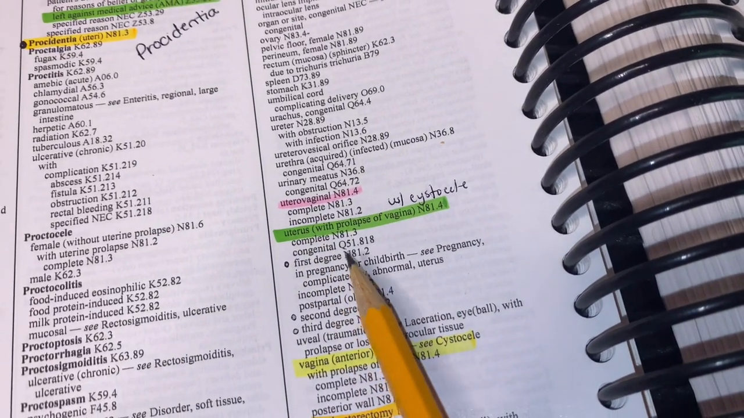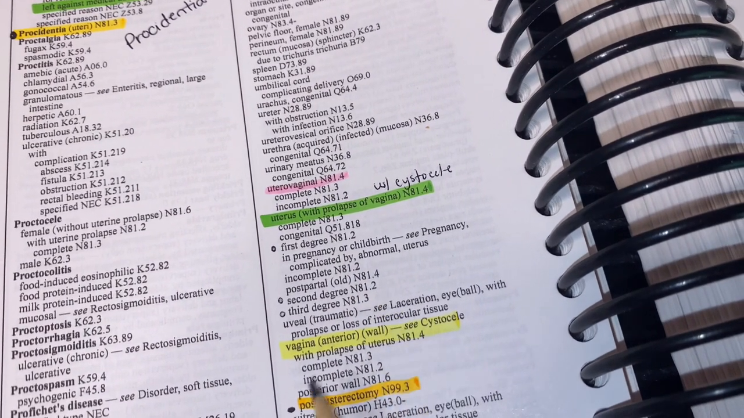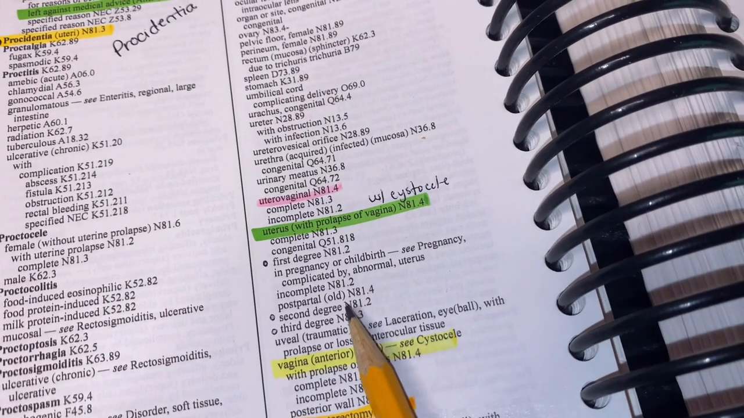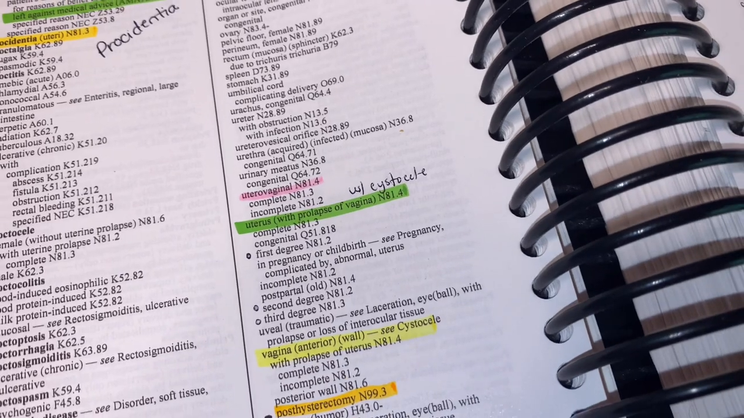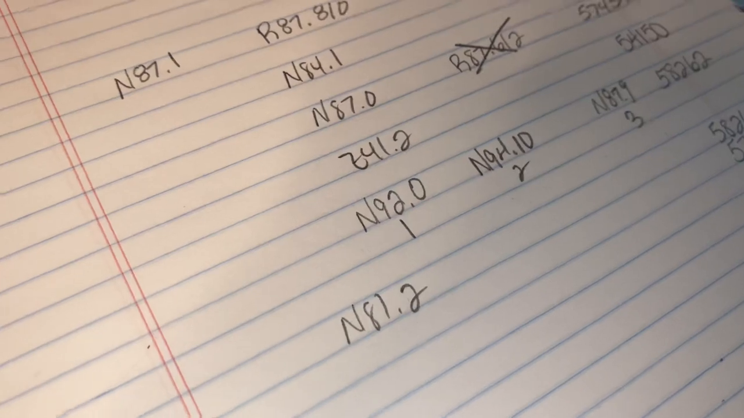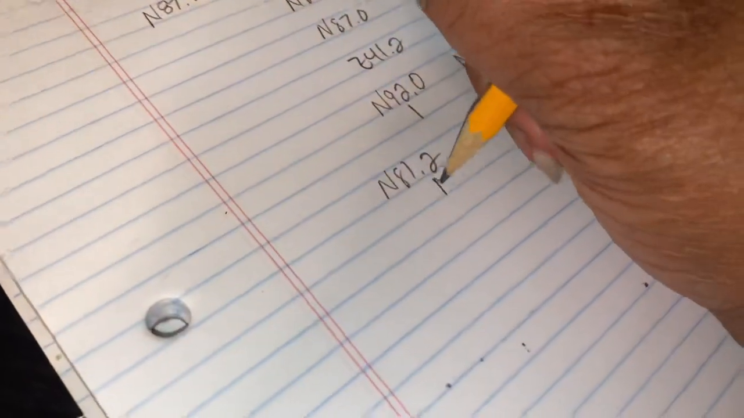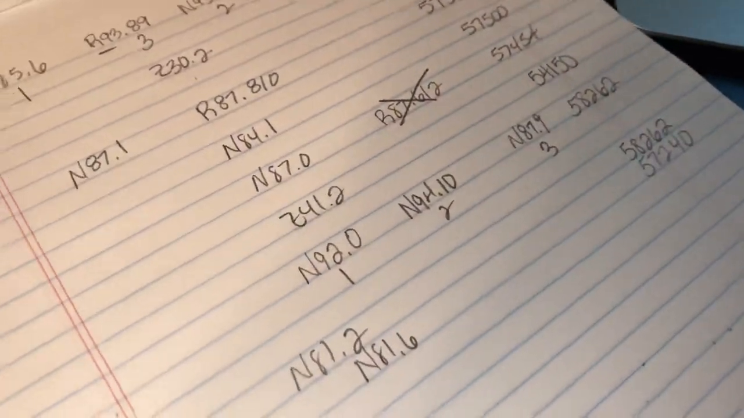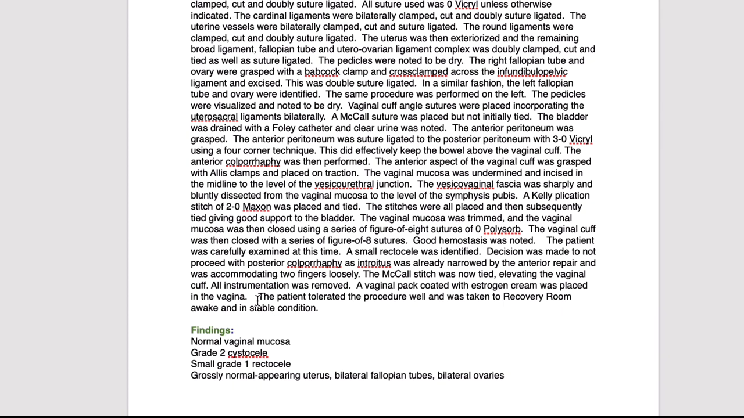But anyway, first degree, second degree. N81.2 is a second degree cystocele. So we're going to be looking at N81.2. And then that rectocele was already given to us, and that was told to be N81.6, right? And what else? Now let's look at pathology.